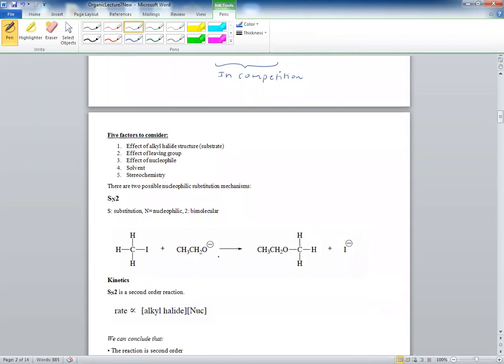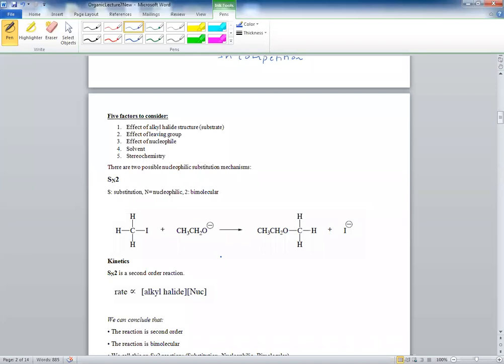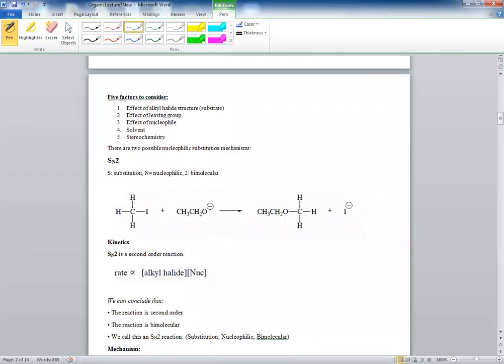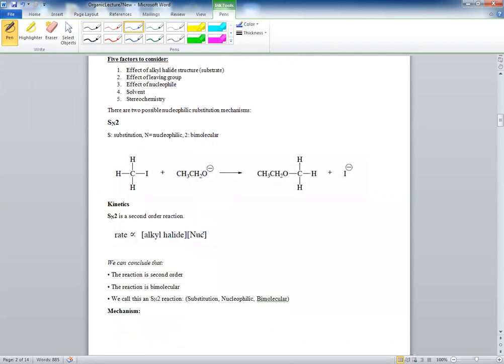So let's start with the first one. The first one is SN2, and it stands for substitution, that's the S, nucleophilic, that's the N, and then 2 is bimolecular. And if you recall from the last chapter, that was a reaction where 2 molecules are involved in the transition state. So the reaction rate depends on these 2.